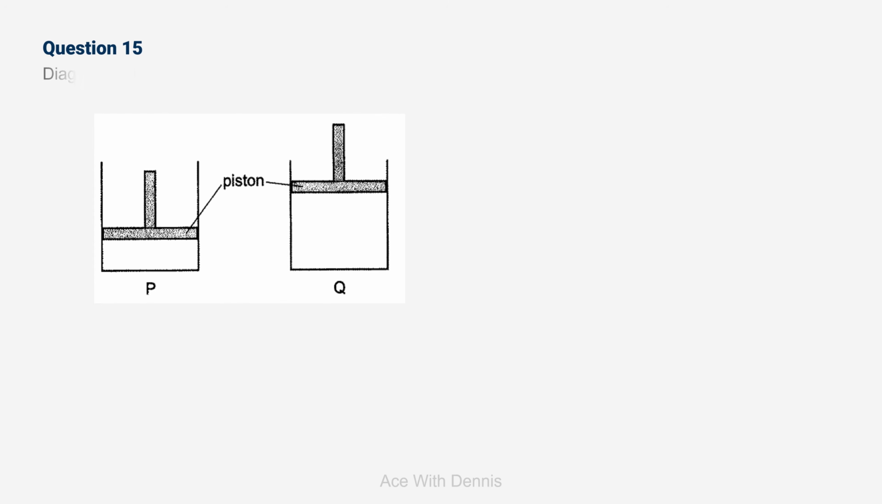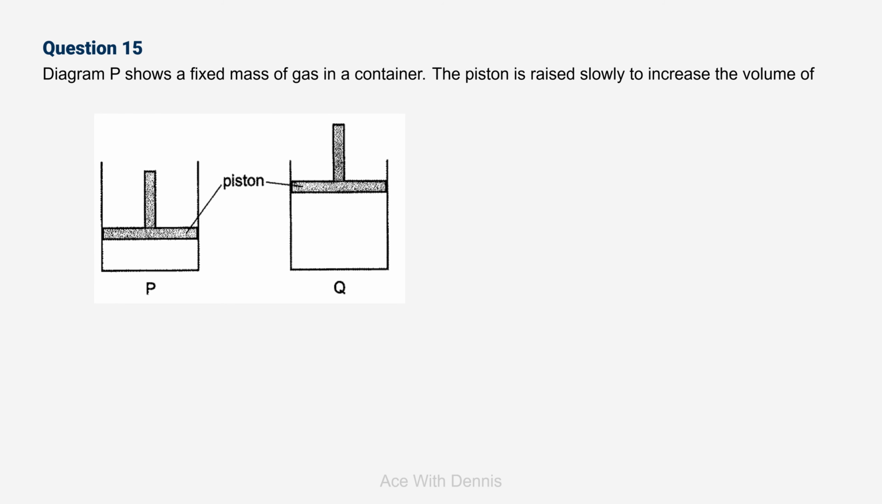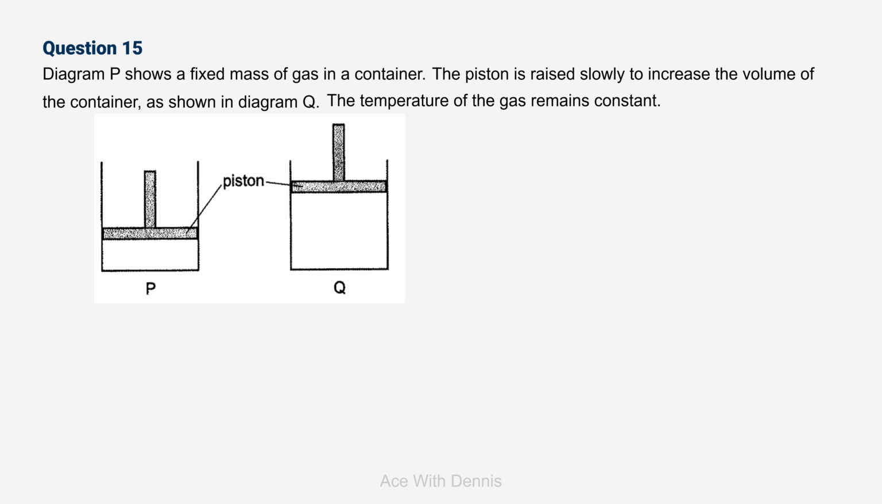Question 15. Given this diagram, diagram P shows a fixed mass of gas in a container. The piston is raised slowly to increase the volume of the container as shown in diagram Q. The temperature of the gas remains constant. Which statement explains the change in pressure of the gas?